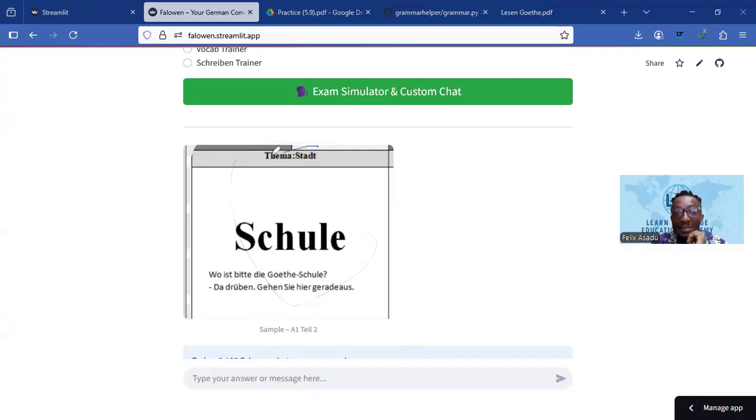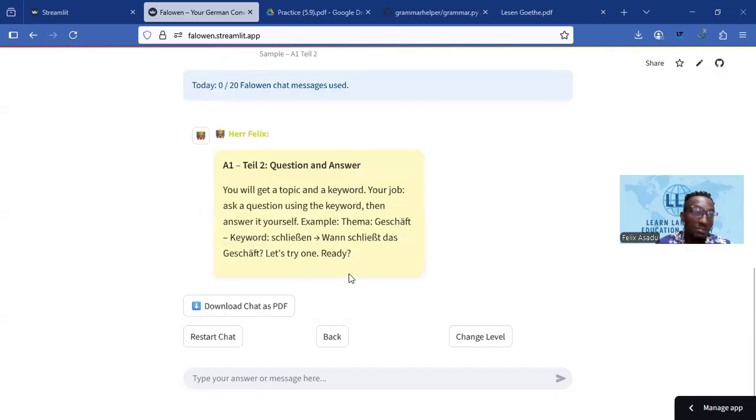So you have Thema as Start and the keyword as Schule. So we are going to use the keyword to ask the question. So an example is Wo ist bitte die Goethe Schule? You can respond and say that drüben, gehen Sie hier geradeaus, the direction that we did last time at number 11. So I've listed about 50 topics that you can get.